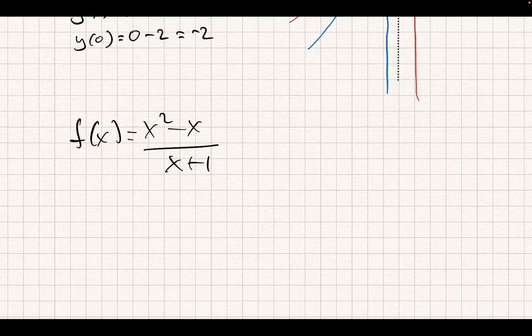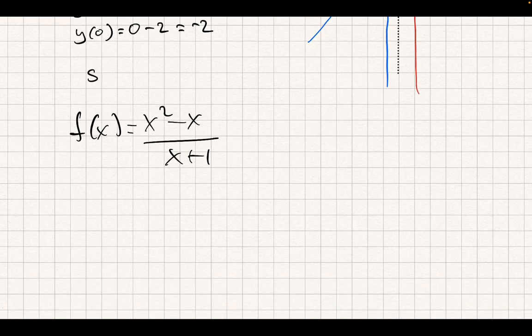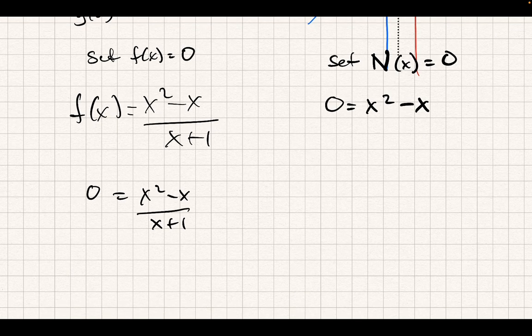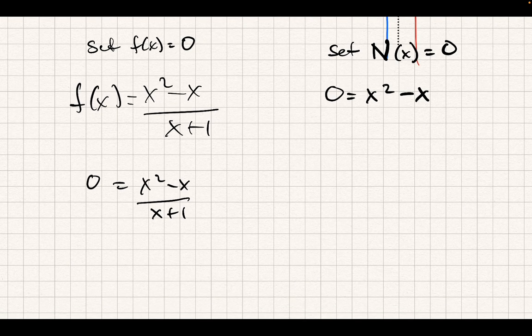So I'm going to do it both ways. Like you're going to do the numerator and the denominator? Set f of x equal to 0, and then I'm going to set just the numerator equal to 0 and see how we do. So this would be 0 equals x squared minus x over x plus 1, and then this would be x squared minus x, because that's the numerator, equals 0. Okay, so let's do the path on the left.